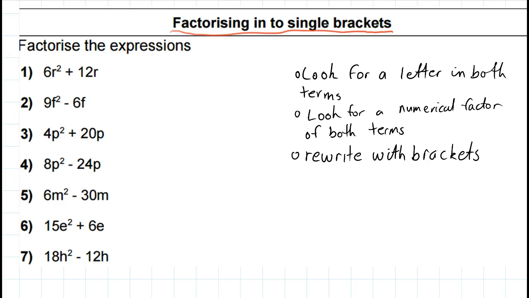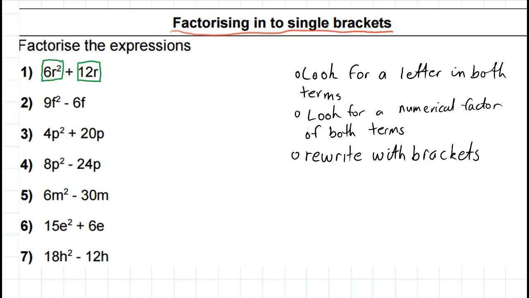Okay, so our 6r squared is my first term. My 12r is my second term. Okay, and I'm looking for a letter and a numerical sort of factor, times table which has both numbers as an answer in both. Okay, so let's get started.